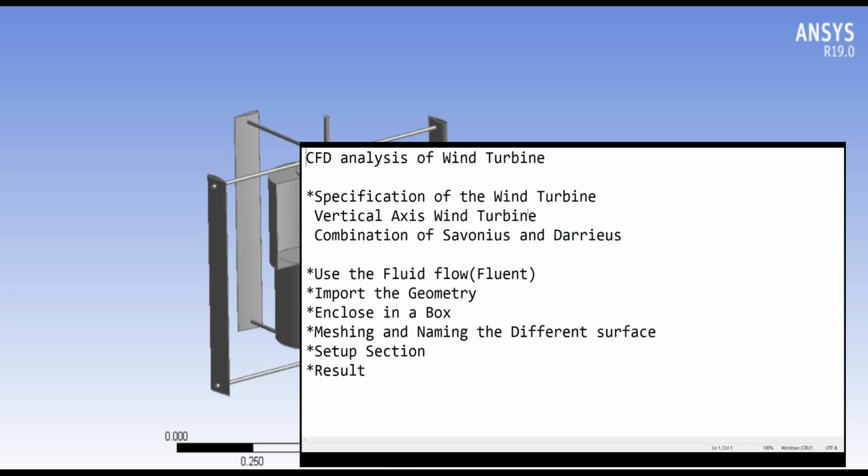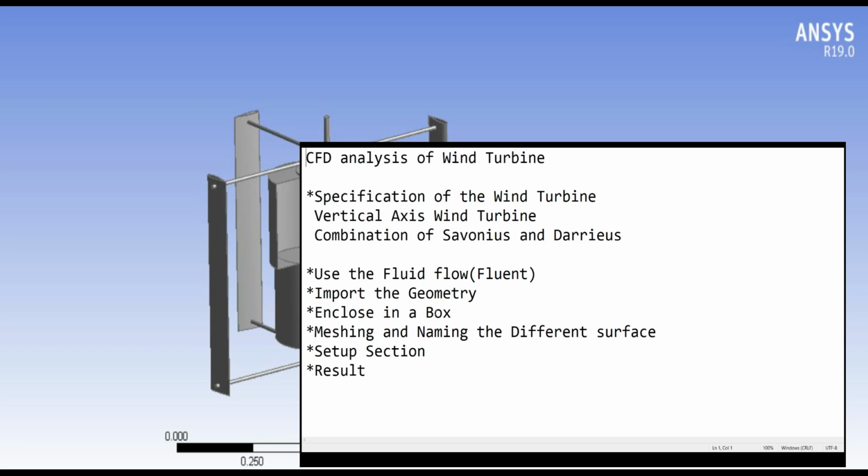Okay, the following are the steps we are going to do in this video. The first step is the use of Fluid Flow Fluent, the second step is importing the geometry, and the third step is enclosing it in a box. The fourth step is meshing and naming the different surfaces, and the last step is the result section. Okay, fine. Now let us embark on our video.